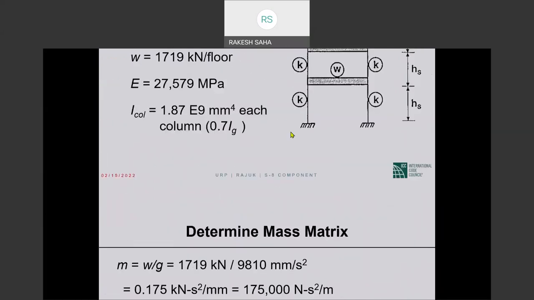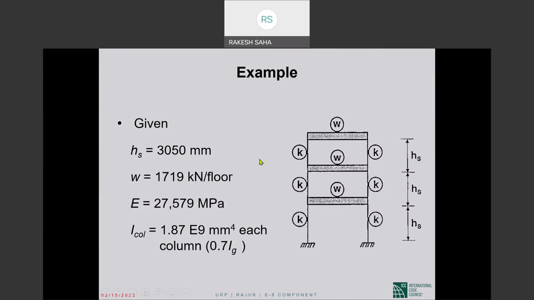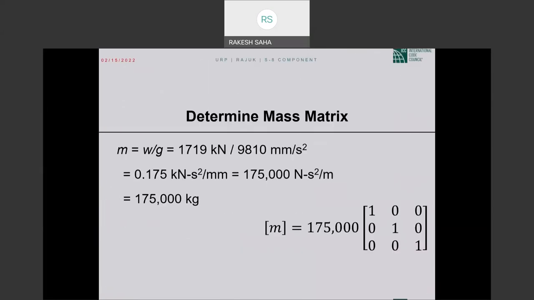So the story height is 3,050 millimeters. The weight at every floor level is 1,719 kilonewton per floor. The E is 27,579 MPa. That kind of tells you it's a concrete frame. And I of each column is 1.87 e to the power 9 millimeter to the power 4. And that is 70% of I gross. That's how we calculated it. Okay. So h sub s, W, E, and I column.